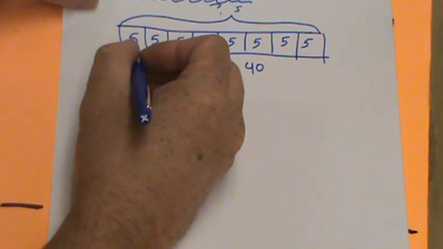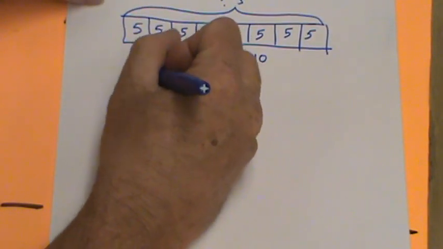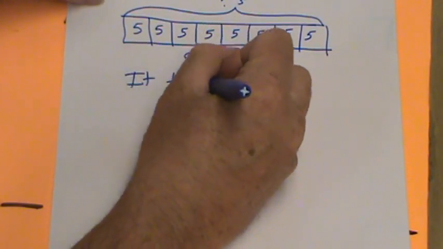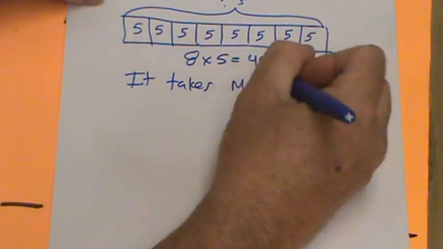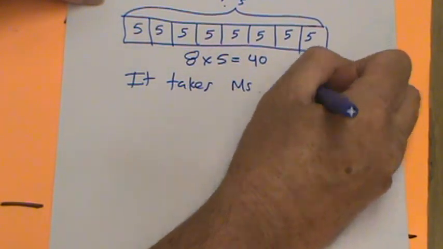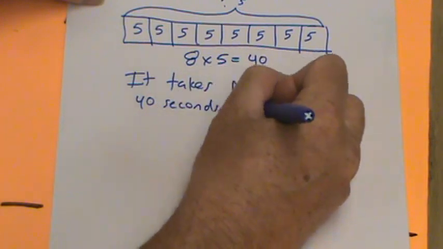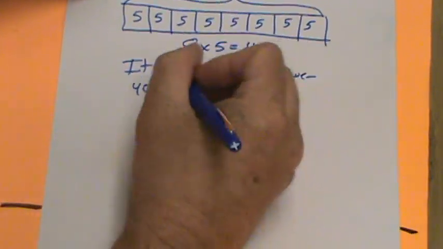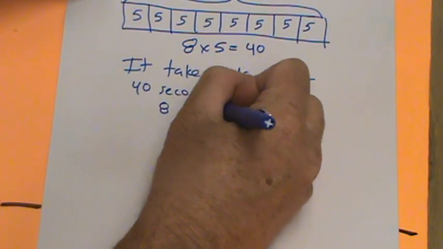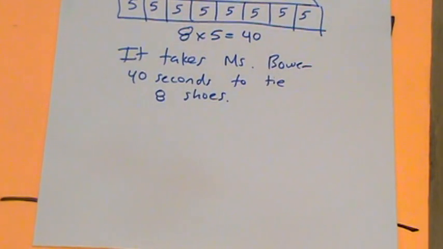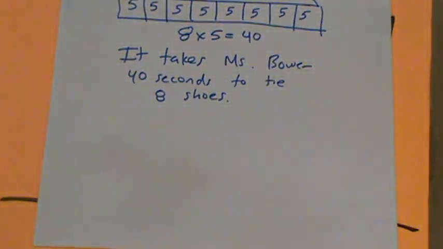Because each one of these is 5 seconds. So we would write, it takes Ms. Bauer 40 seconds to tie 8 shoes. Okay? So go ahead and write that down. Remember, we read, we drew, and then we write.